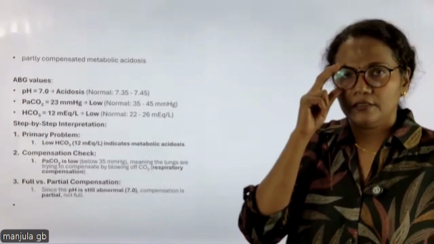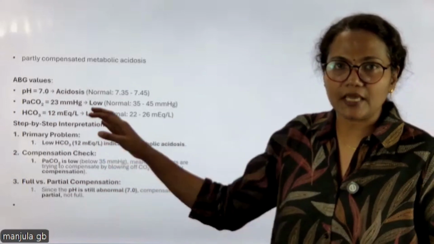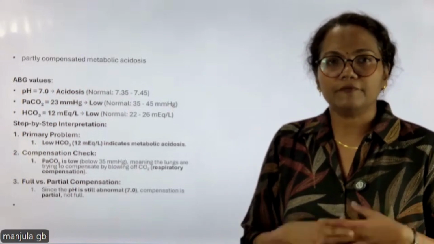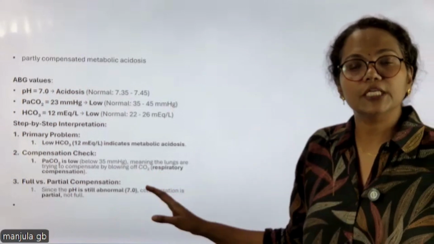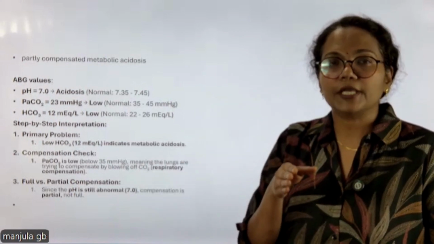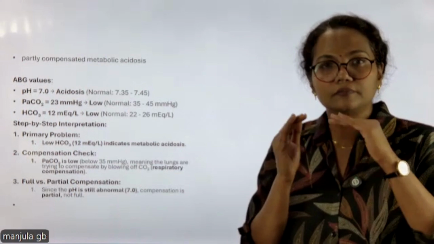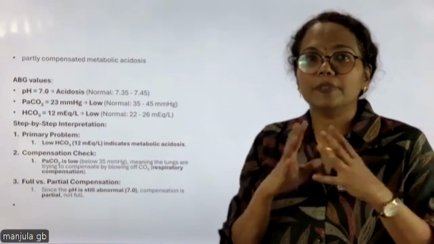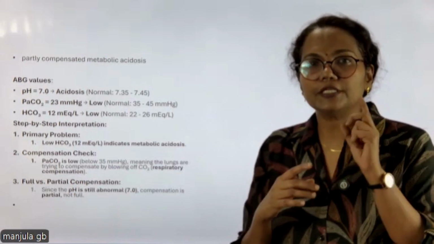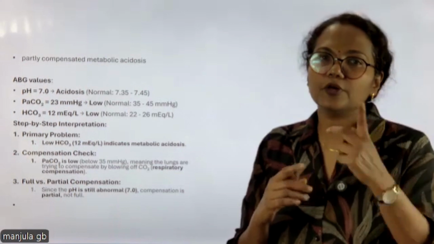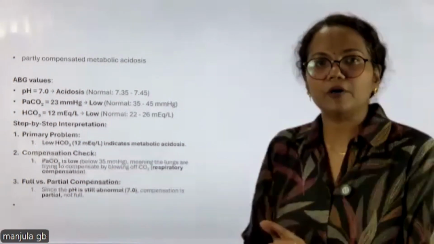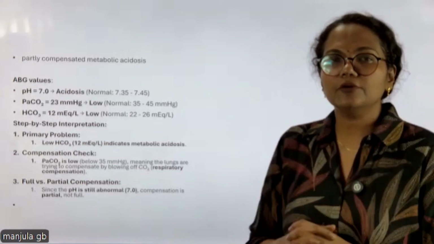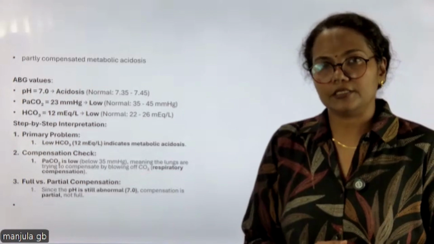Is that clear? I think it is easy for you to understand whether it is metabolic or respiratory problem. But when it comes to compensation, this is how you see it. Look at the opposite organ, and if those values are abnormal, then you can say that it is compensating. And how do you know whether it is partial or complete? Again, look at the pH. If the pH is still abnormal, it is partially compensated. If the pH is falling into the normal value, then it is fully compensated. I hope it is clear.